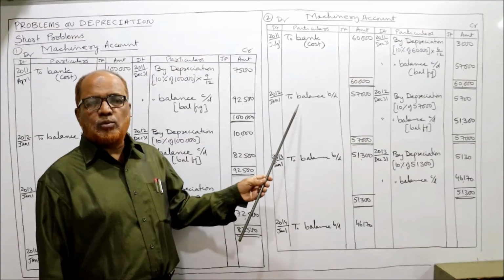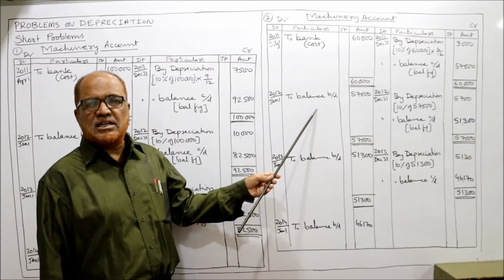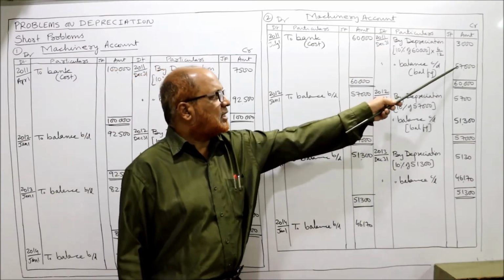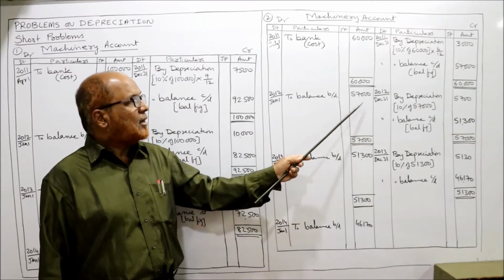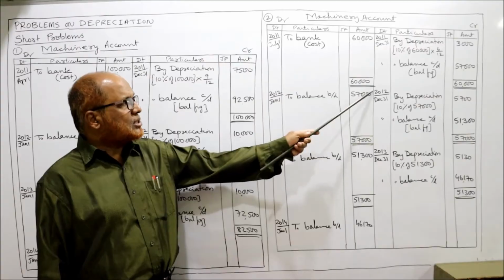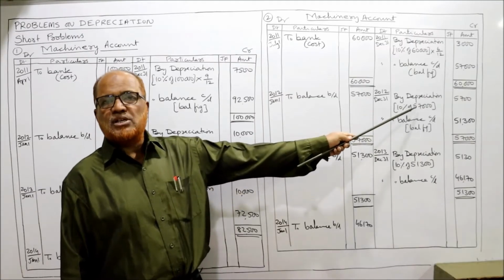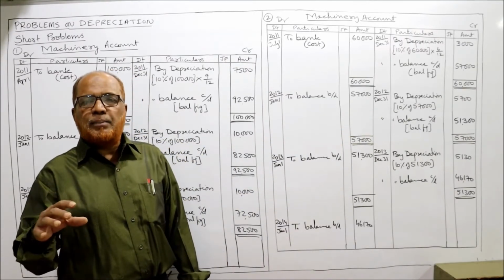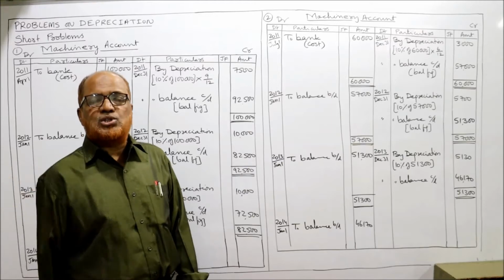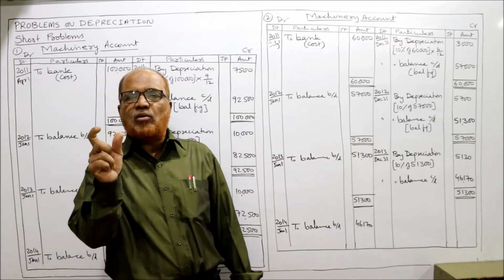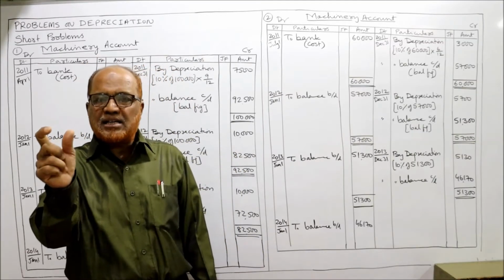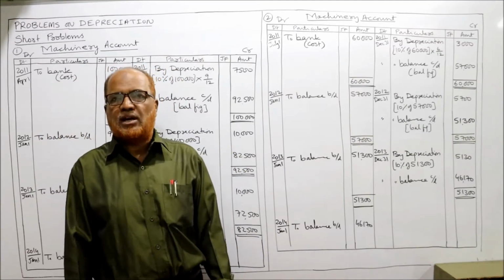2012 January 1st, to balance brought down from the last year, 57,000. Last year's closing balance is this year's opening balance. Now close the year. 2012 December 31st, by depreciation. Now we have to provide the depreciation not on original cost but on the written down value. What is written down value? The cost minus depreciation is equal to written down value.